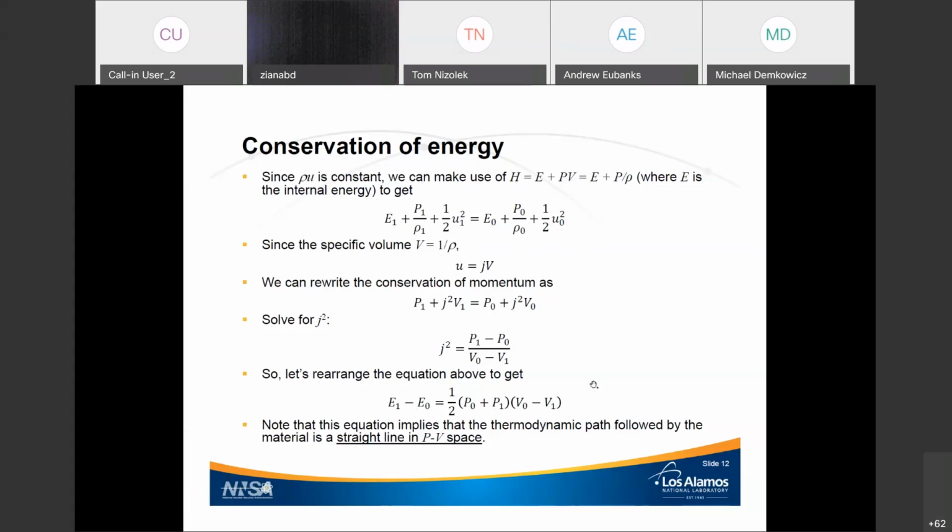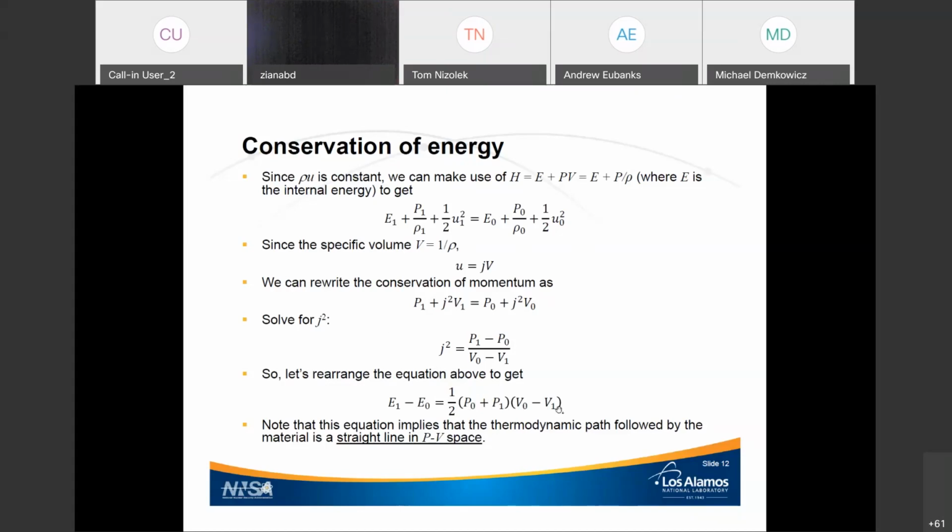If you were to look at this graphically, you'd realize that this is a triangle of height P1 minus P naught and base V naught minus V1 on top of a rectangle of height P naught and width V naught minus V1.